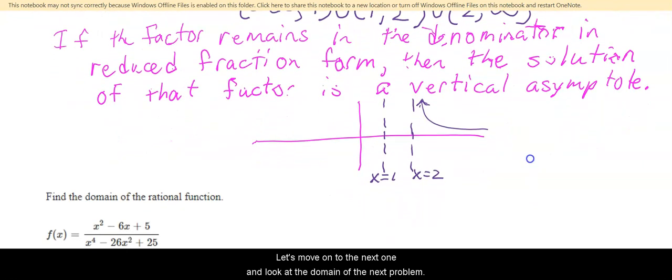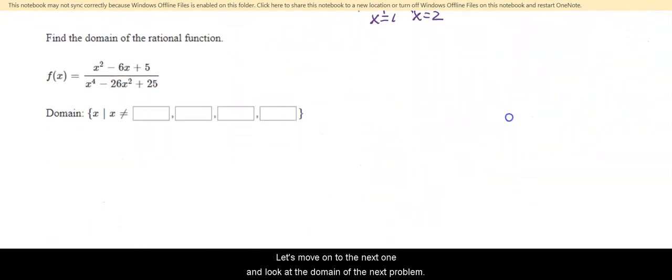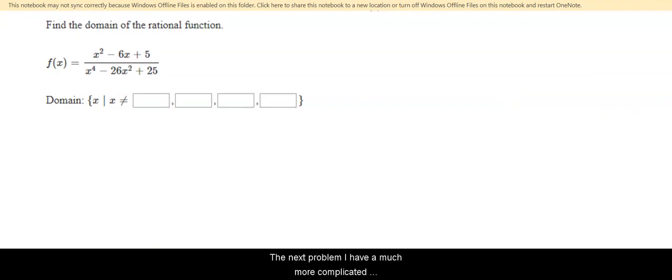Let's move on to the next one and look at the domain of the next problem. On the next problem, I have a much more complicated numerator and denominator. But again, to find the domain, we focus on the denominator only. What would cause the denominator to be 0? Take those values and throw them out of the domain.